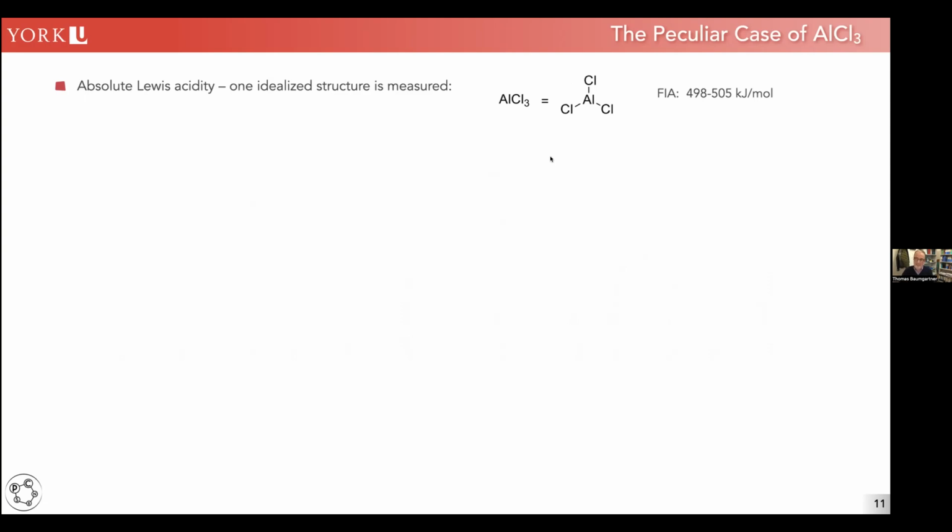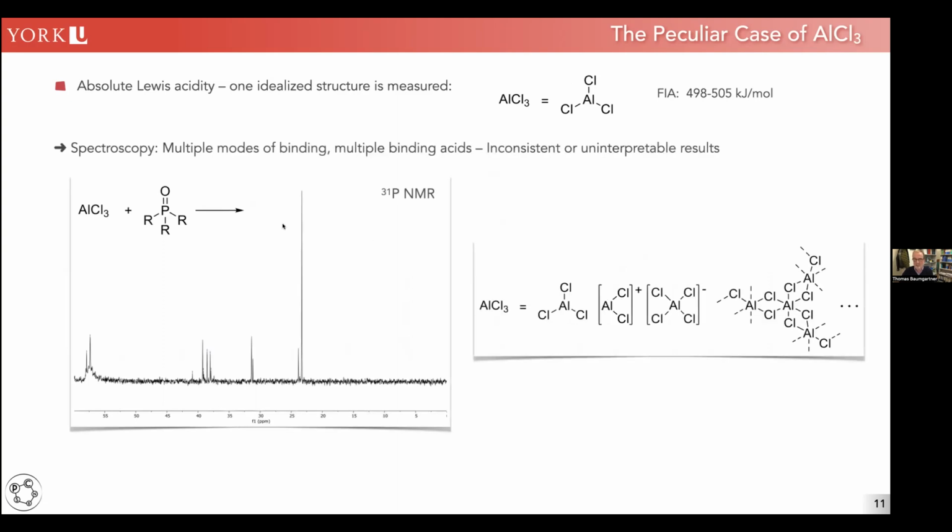Surprisingly enough, we did all these traditional measurements as well when we established our method. If you do the Gutmann-Beckett method with aluminum trichloride, which is basically reacting aluminum trichloride with this phosphine oxide, you get a phosphorus NMR spectrum that looks like this. There are 10 signals in there. And remember, Gutmann-Beckett said you take the shift of the Lewis acid coordinated to the phosphorus, you relate that to the non-coordinated phosphine oxide, and that delta gives you the Lewis acid strength. But which peak do you take here? Do you take the tallest one because that's the majority of it? Or do you take the one that's the most low field shifted? There's a 30 ppm difference here.